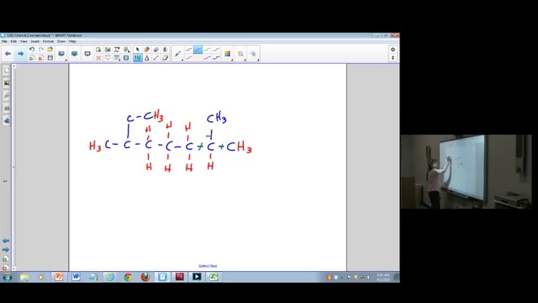Now on this one, I'll have to have an H2 in here. What about this carbon? This carbon is already bonded to 1, 2, 3 carbons, so it can only take 1 hydrogen. All right, so now that is our structure. What is its name?